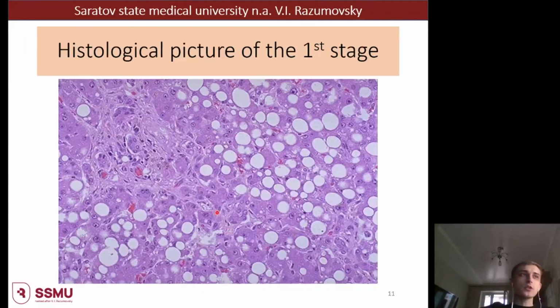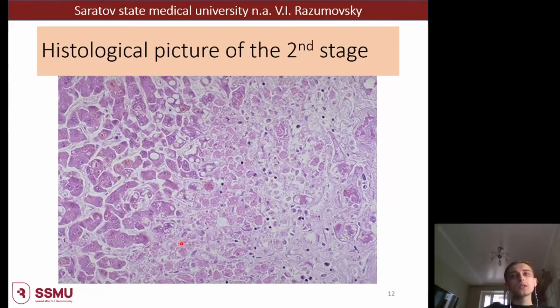Histologically, in the first stage we can see a manifestation of fatty degeneration. It is accumulation of lipids in the hepatocytes. It's a really usual picture for you because we have already discussed this pathological process many times. In the second stage, we can see necrosis of hepatocytes. You may see an area of necrosis in this part of the slide. So you should understand the typical manifestation of necrosis here.